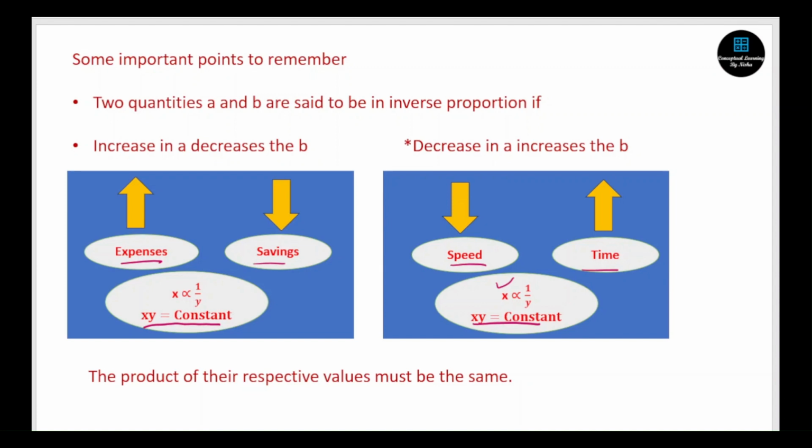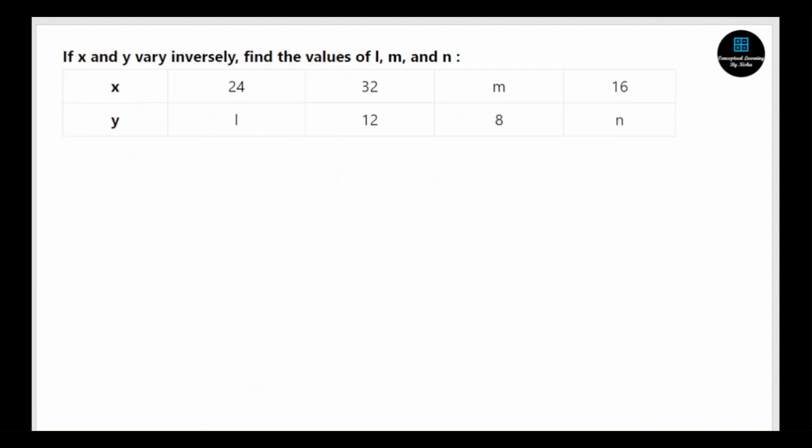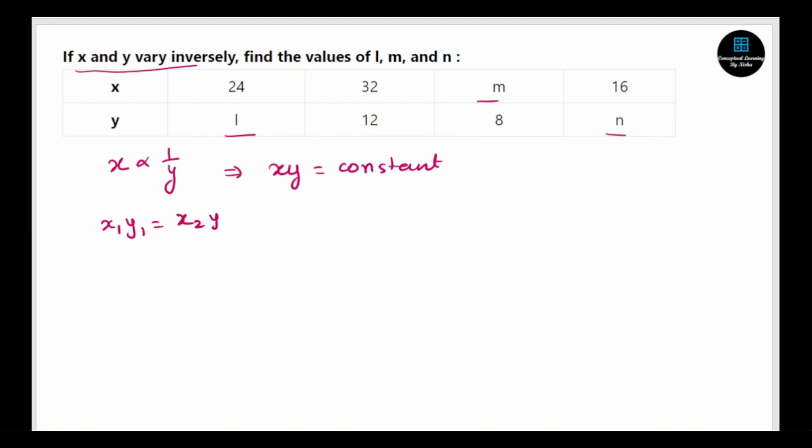Alright, now let's solve some questions based on inverse proportion. Now here we have to find the value of L, M and N, where X and Y vary inversely. So X is inversely proportional to Y. So what we can say, XY equals constant. So x1 y1 equals x2 y2.